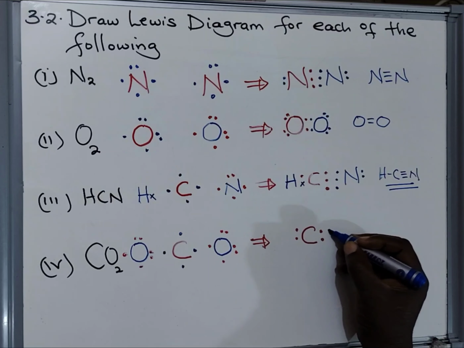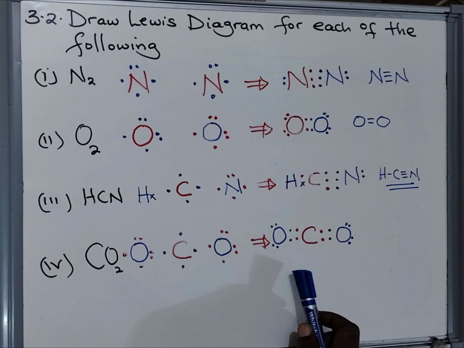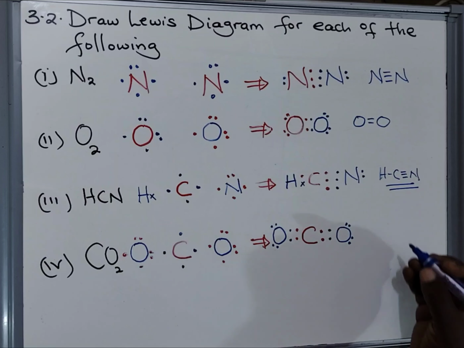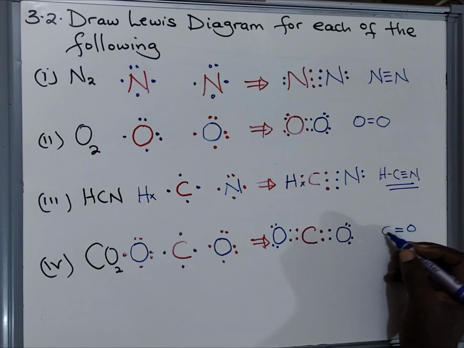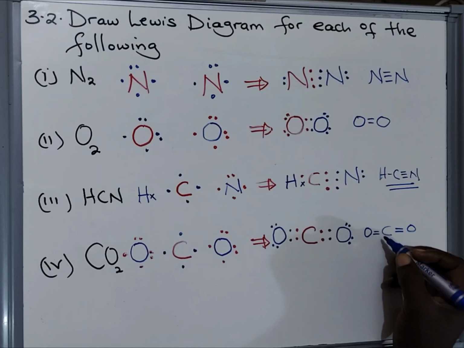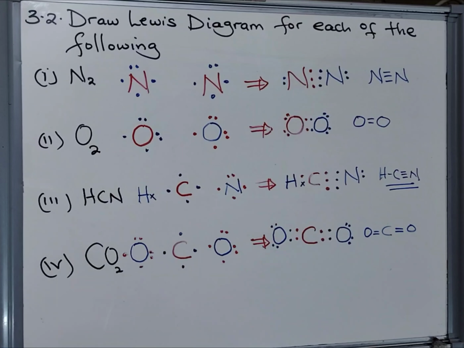So that is that. What you have here is the structure of carbon dioxide. This is the Lewis diagram of carbon dioxide. If you indicate the structure, it's going to be carbon, double bond, oxygen, double bond, oxygen. This is the structure of carbon dioxide.